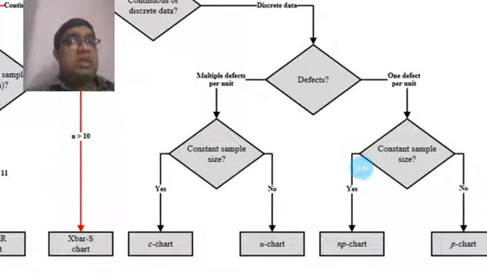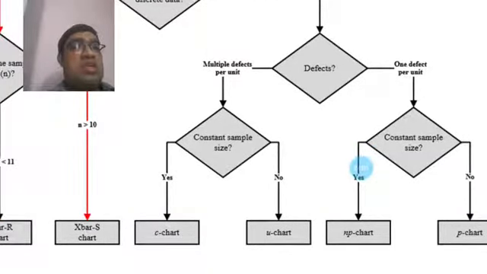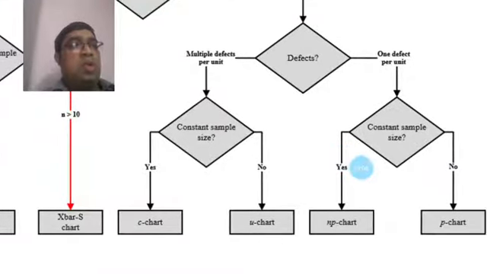The sample size is constant, and this will always be maintained. If the constant sample size is yes, then you have to concentrate on the NP chart, where the sample size will be the same. That is how the NP chart will be used.